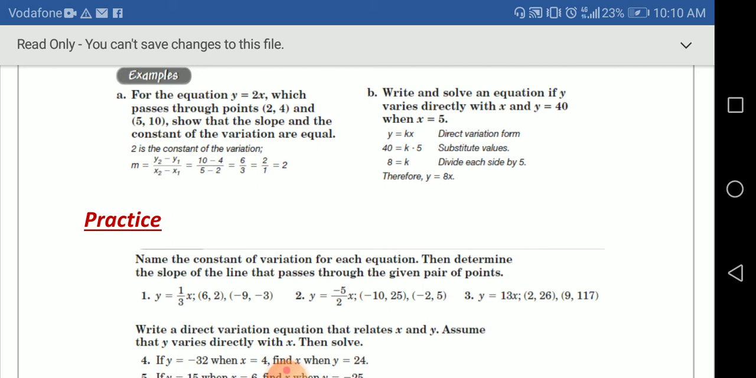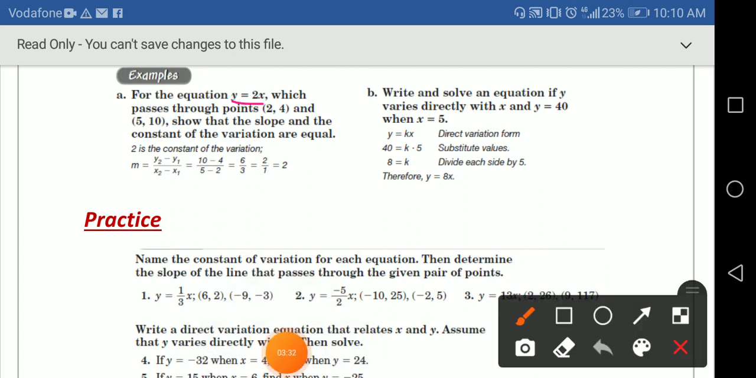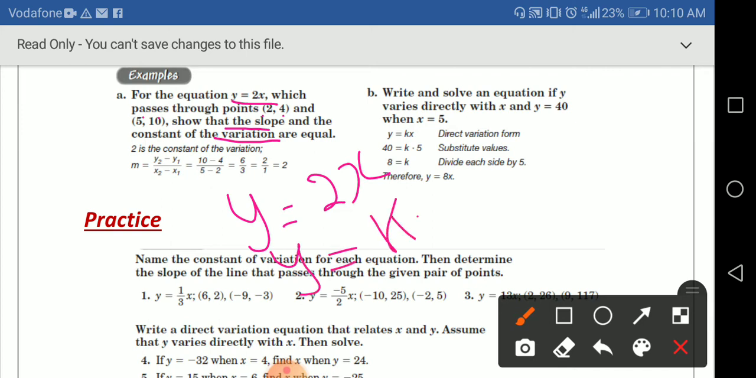So for the equation y equal 2x, which passes through the points (2, 4) and (5, 10), show the slope and the constant of variation are equal. So guys, y equal 2x, it's the same as y equal kx, where k is constant here. So 2 is constant here, guys.